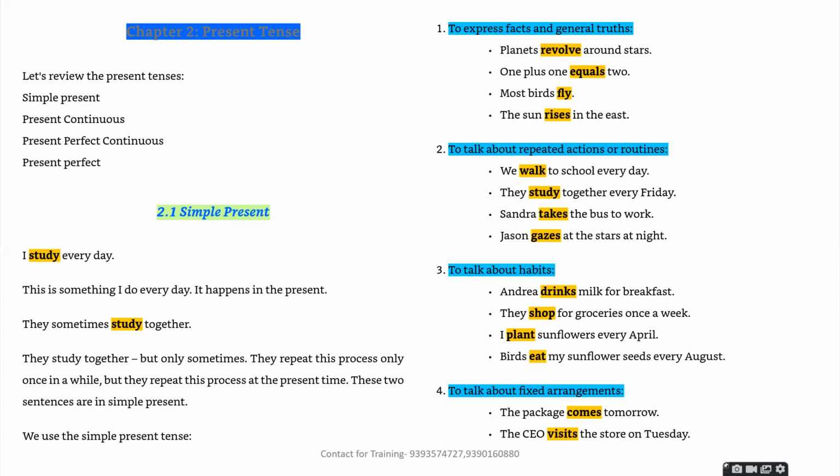They sometimes study together. They study together, but only sometimes. They repeat this process only once in a while, but they repeat this process at the present time. The two sentences are in simple present.